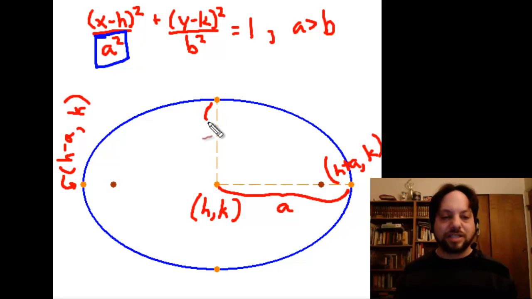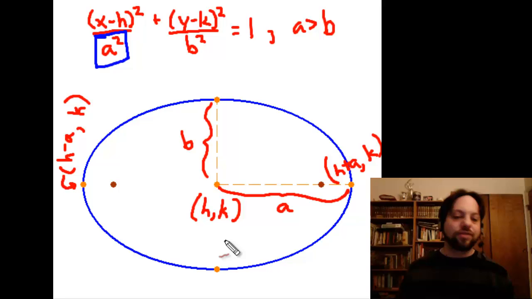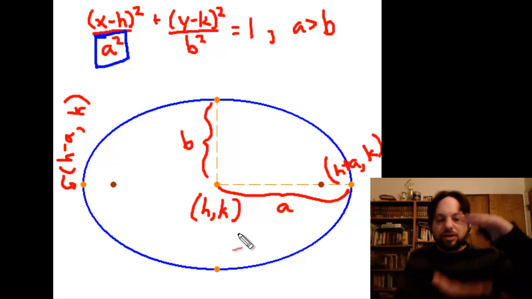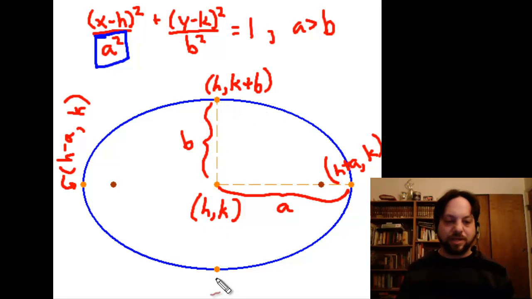Now, this segment right here has a length of b. And so what that means, these are called the conjugate vertices. They're the vertices that are on the minor axis. They're closer to the center. They're where the ellipse is flattened. And they're going to have the coordinates h, comma, k plus or minus b. That one will be h, k plus b. And this one, of course, would be h, k minus b. So those are going to be your conjugate vertices.